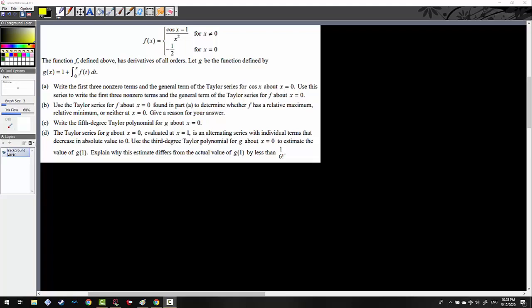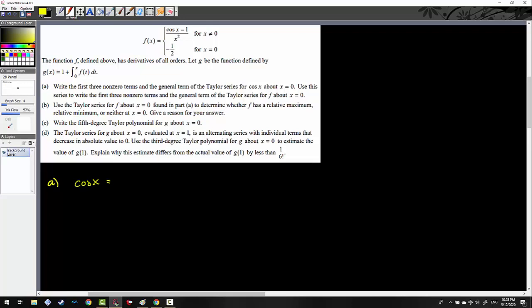So the basic gist of this problem is that we're going to use a bit of Taylor and Maclaurin manipulation in order to convert our standard cosine into the cosine x minus 1 over x squared. And so how do we do that? I'm going to get my first few terms of cosine first.